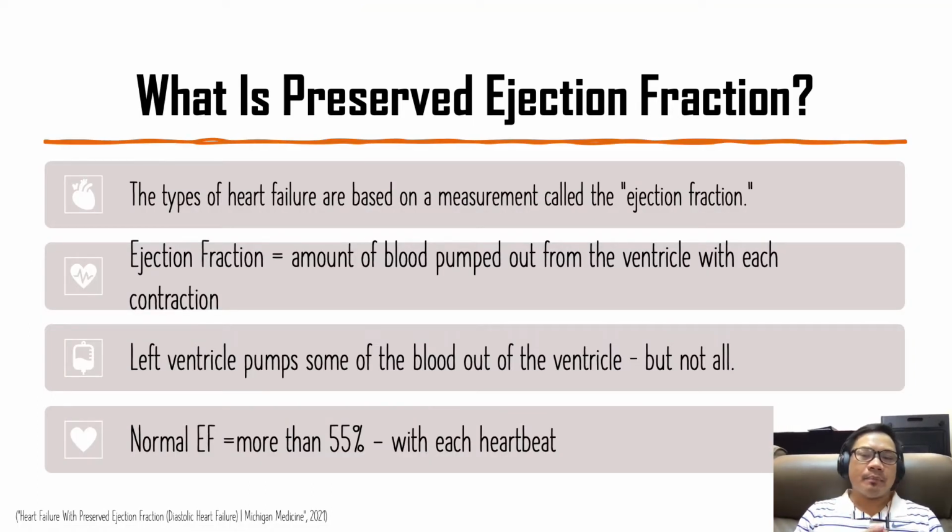The types of heart failure are based on a measurement called the ejection fraction, or EF. The ejection fraction measures how much blood inside the ventricle is pumped out with each contraction. The left ventricle squeezes and pumps some, but not all, of the blood in the ventricle out to your body. A normal ejection fraction is more than 55%. This means that 55% of the total blood in the left ventricle is pumped out with each heartbeat.